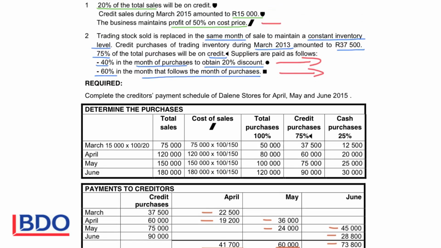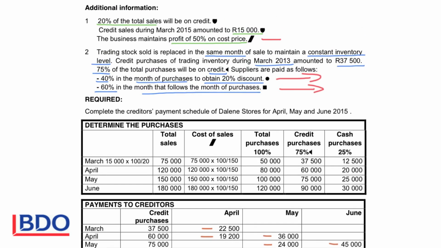If we want to determine our total purchases amount, if it is not given in the exercise as in this specific exercise, we have to use the profit percentage. So we will go and look at the total sales. In March, they gave us the credit sales as 75,000. So it means that the total credit sales was 75. The cost is 50% on cost price markup. So 75,000 times 100 over 150. So my total purchases will be 50,000.